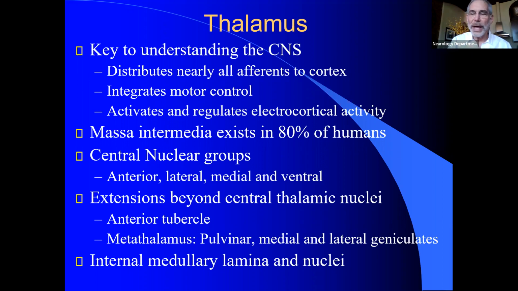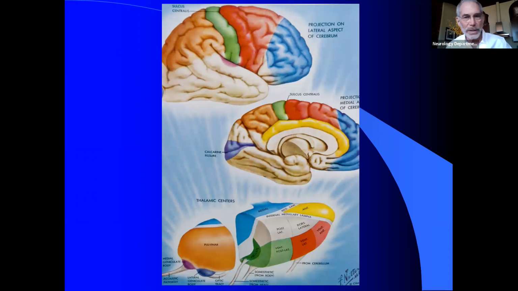And then within the thalami are the internal medullary laminae and all of their associated nuclei, which we will deal with in detail. This picture I'm just showing you to give you a sense of the relationship of the thalamus to the other portions of the cerebral hemisphere. And there is a very strong topology relating the thalamus and the thalamic nuclei to the portions of the cerebral hemispheres.